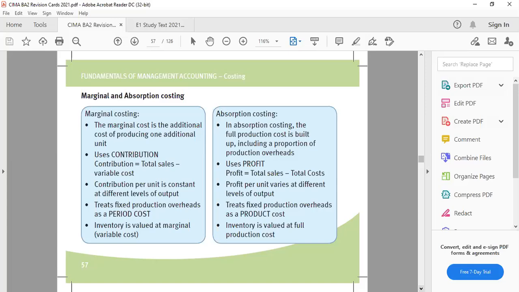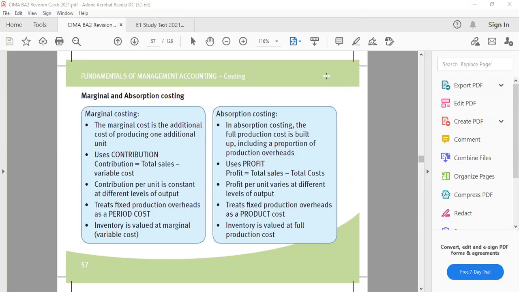Now the next topic we are going to start is about marginal and absorption costing. Yesterday one of the second year students was asking about absorption costing. I hope they are there in the class. Somebody from the second year class has asked for absorption costing. I do not know who it is. I don't remember the name. Assuming they are there.